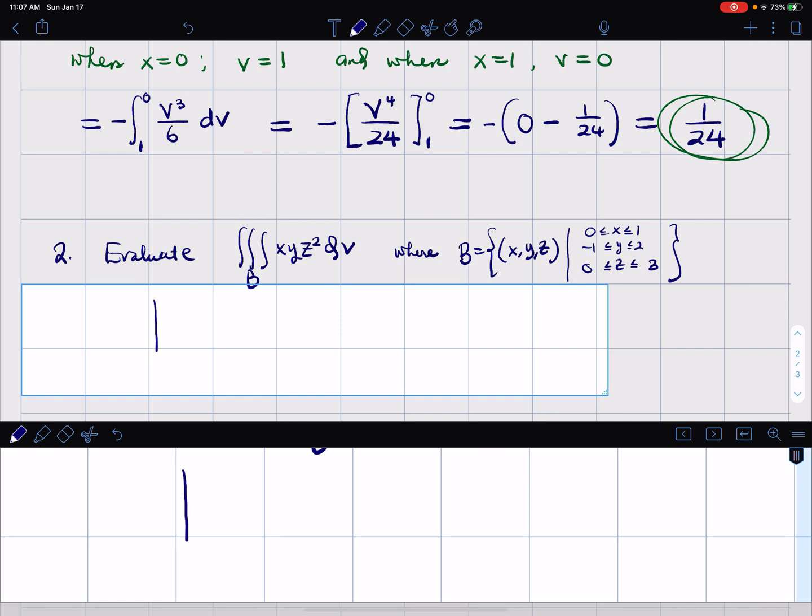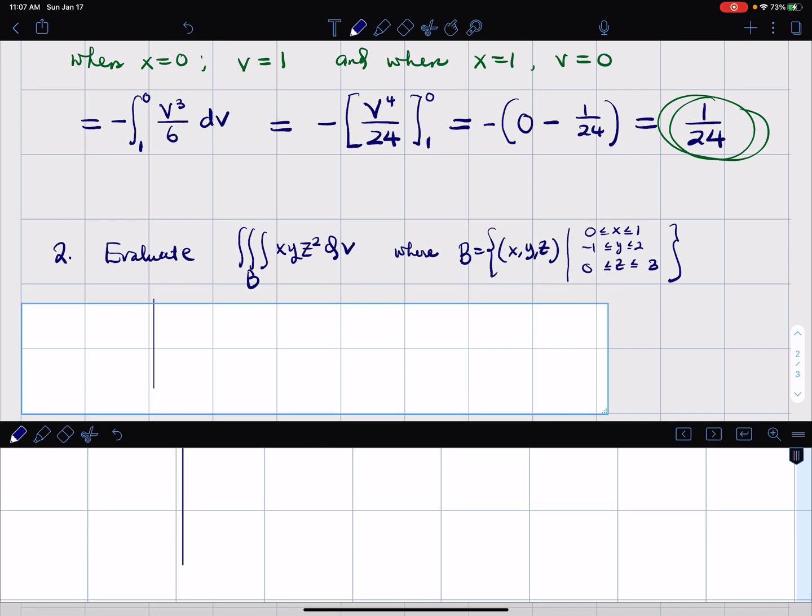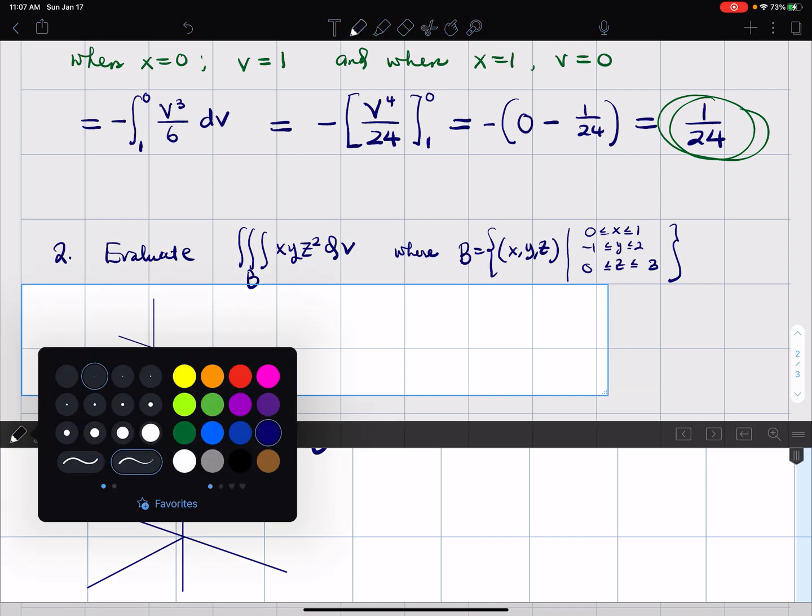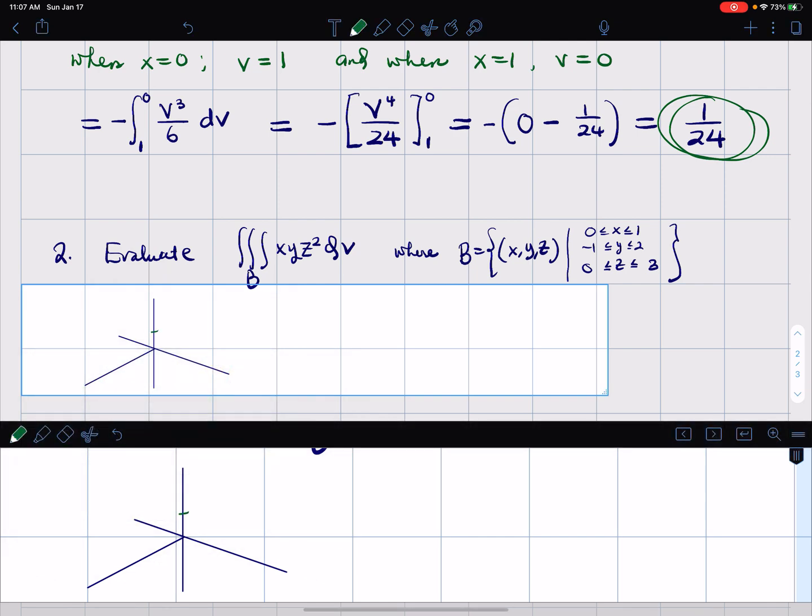Okay, why not? Might as well draw it. Okay. So 0 to 3, -1 to 2, and then 0 to 1. Okay, 0 to 3, I'm gonna go 1, 2, 3, and then I'm gonna go -1 to 2, pop, pop, pop, and then 0 to 1, that. So this is a box.